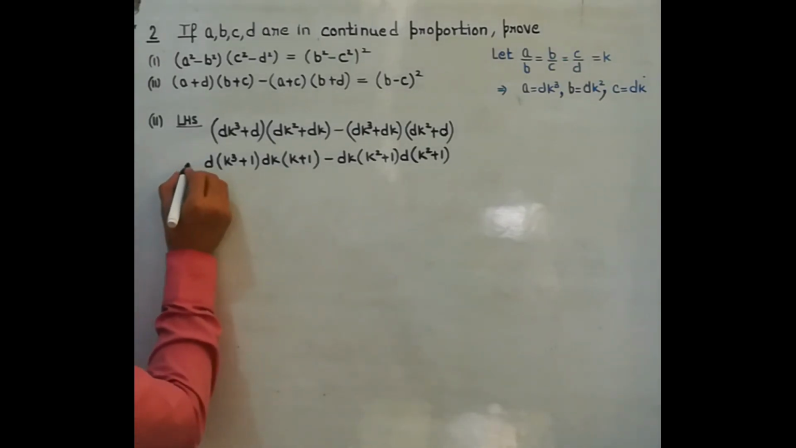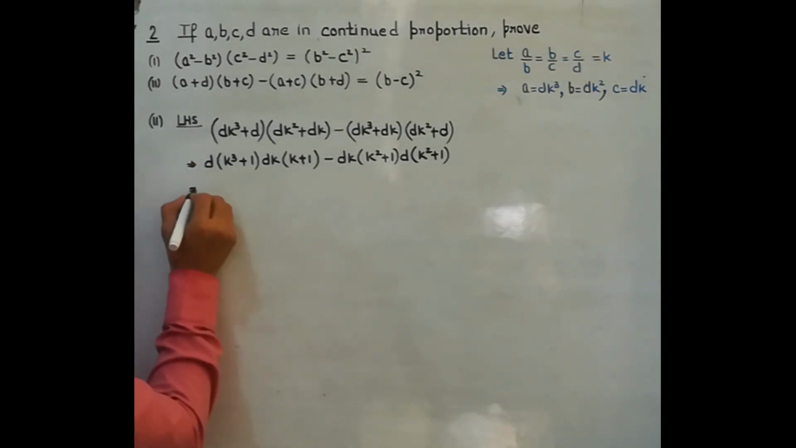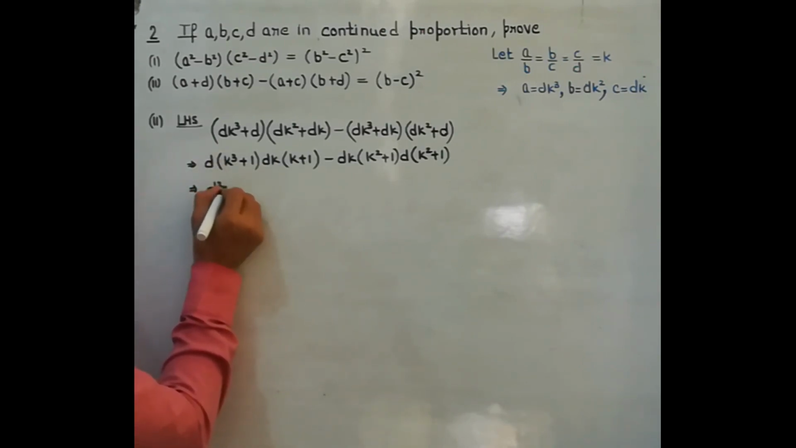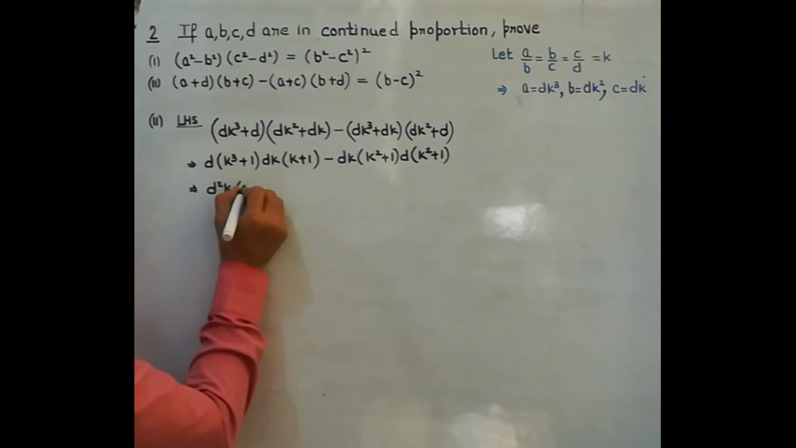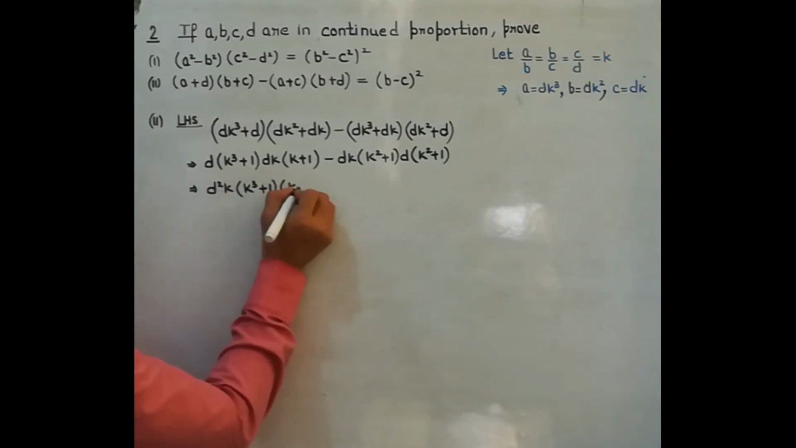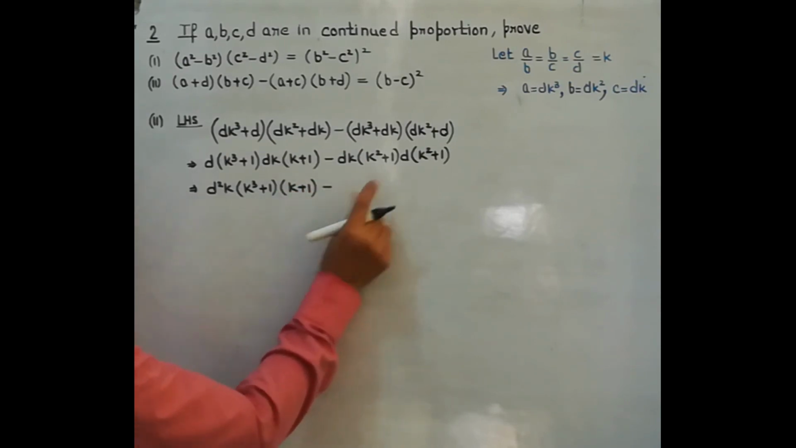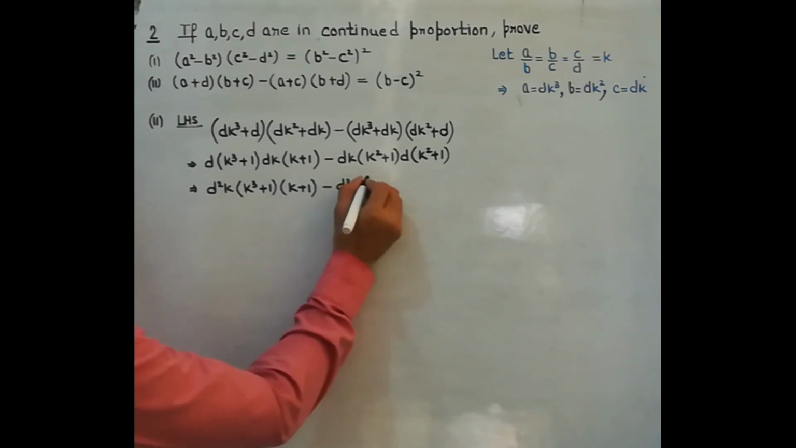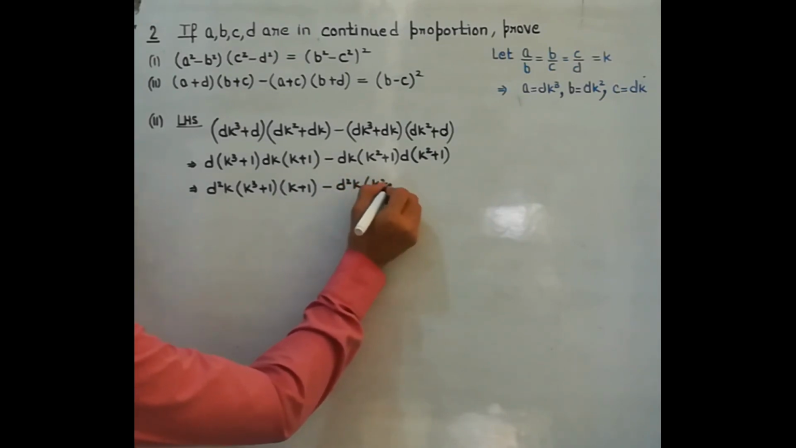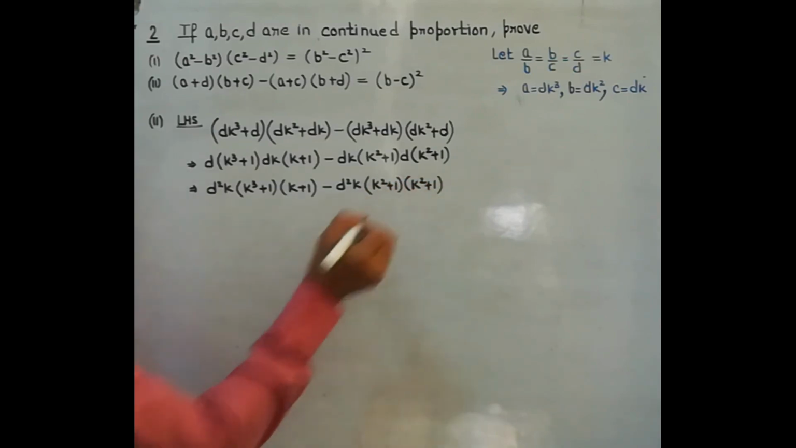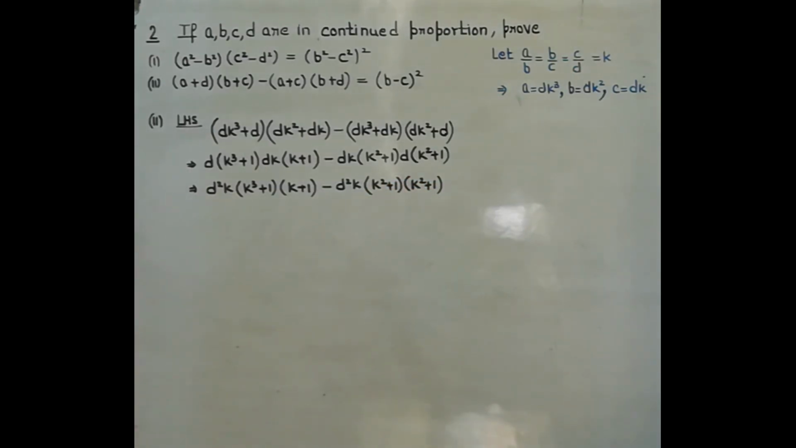Okay, now you multiply these two, so this becomes d square k. And then you have to multiply these two brackets, k square plus 1 into k plus 1. Here if you multiply these two, they become d square k. And then you have to multiply k square plus 1 into k square plus 1. Is this clear? Whatever we have taken common, we have multiplied them.